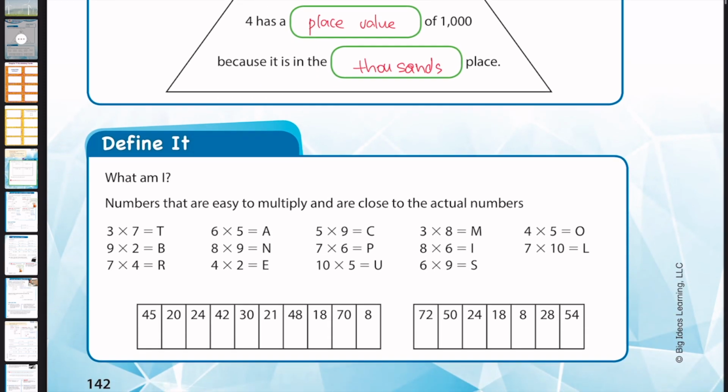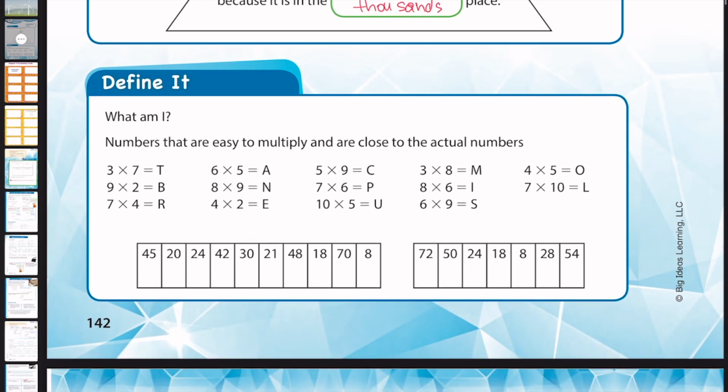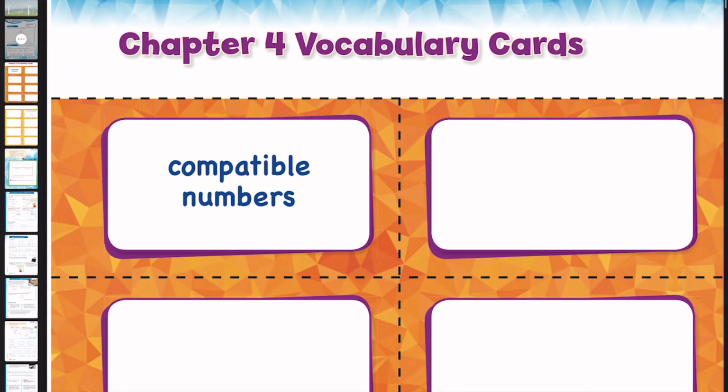Let's move on. Define it. Of course you can figure it out. This is what, 21, 18. Please do it by yourself and you are going to find compatible numbers. Please do it yourself, okay?